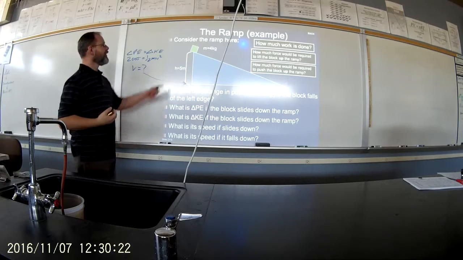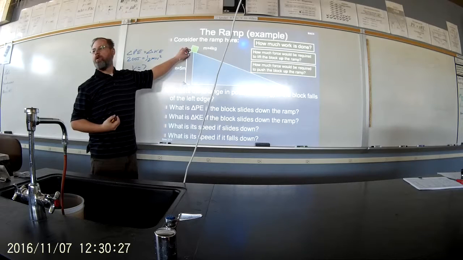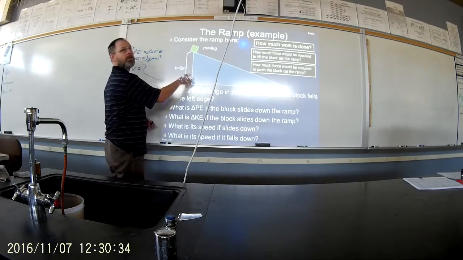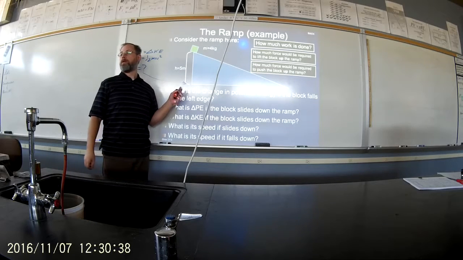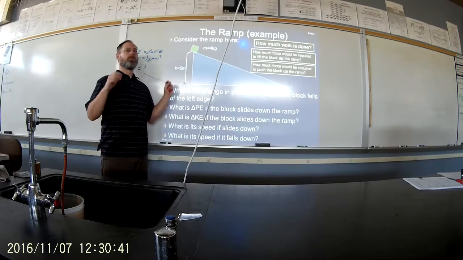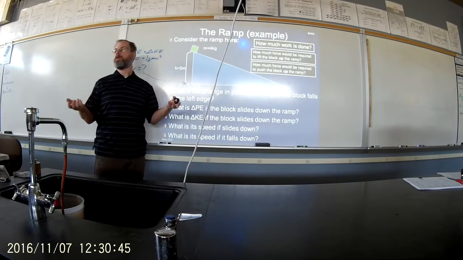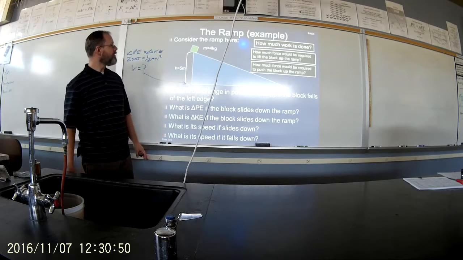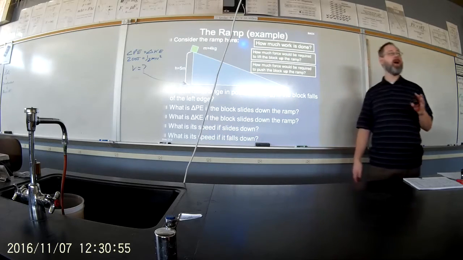So if this block was at the bottom of the ramp and I wanted to lift it up here, what would I have to exert? 40 newtons. I would have to exert 40 newtons to lift the object up the ramp. How far would I have to lift it? 5 meters. 40 newtons lifted 5 meters gives me a potential energy of what? 200 joules.